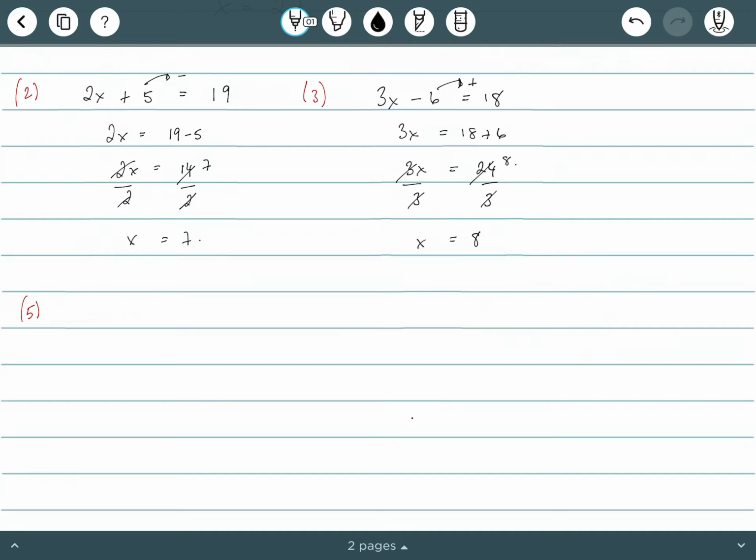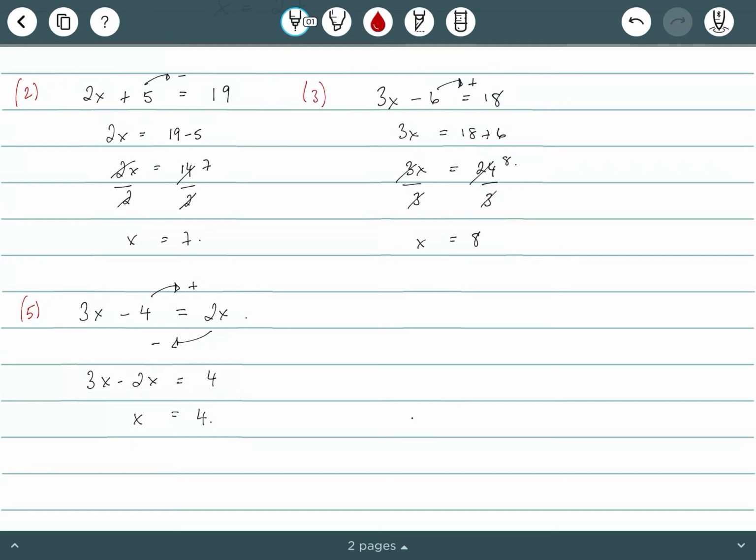If I multiply a number by 3, that's 3 times x, and then subtract 4. The result is the same as twice the number. It says find the number. Put x to one side and numbers to the other, changing signs across the line. 3x minus 2x is equal to 4, so x is equal to 4.